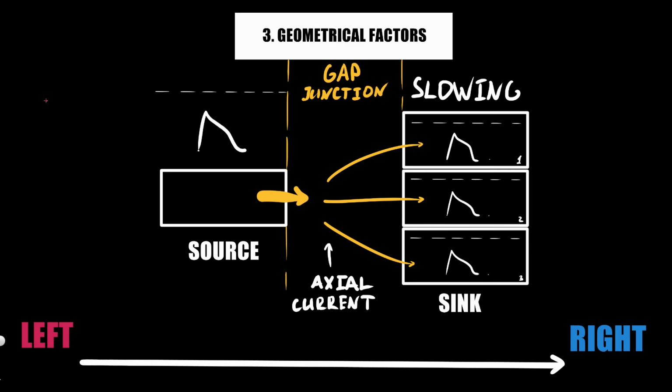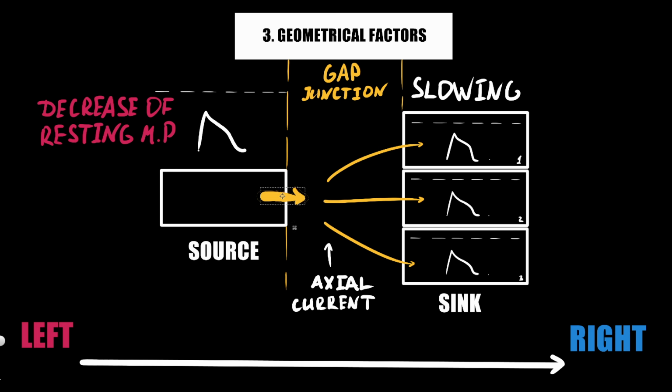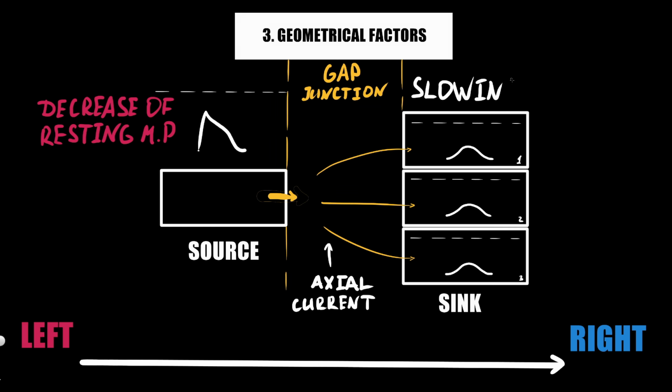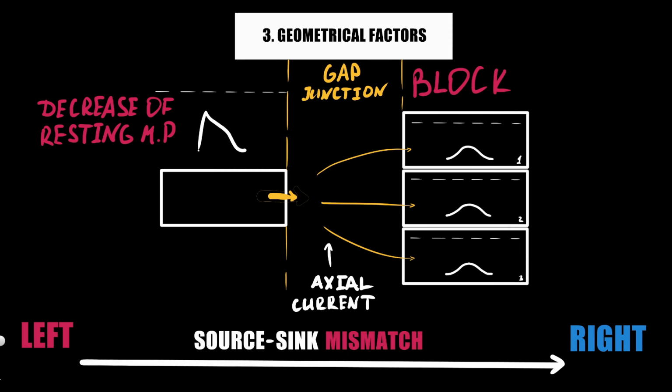But if the third cell initially has decreased resting membrane potential due to any reason, like an ischemia, in this case, source axial current initially is decreased. So after splitting, axial current is not able to cause sufficient sink cells depolarization. As a result, conduction block occurs in left to right direction due to source-sink mismatch.